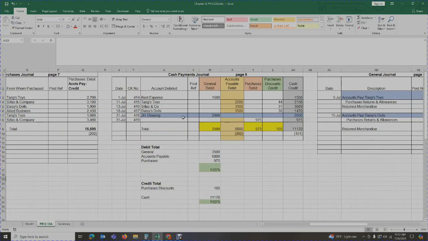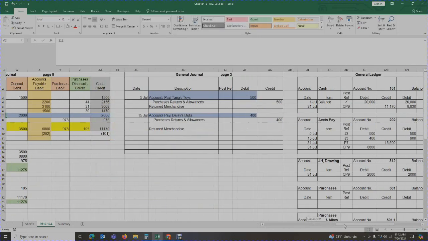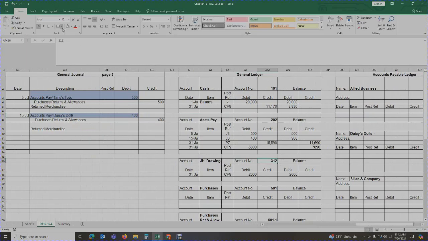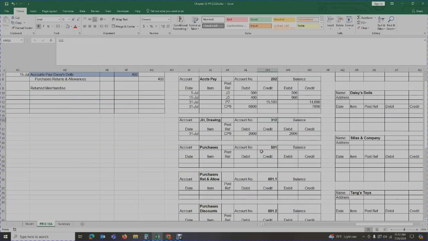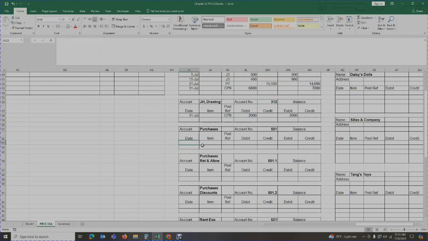For the drawing account. Okay, so we're going to go back to my cash payments journal, and we're going to post that transaction for the drawing to account number 312. Where did we post it? We posted it to account 312, and that 312 is your general ledger number down here. Okay, so we only have one drawing account. We've already tackled that drawing account.